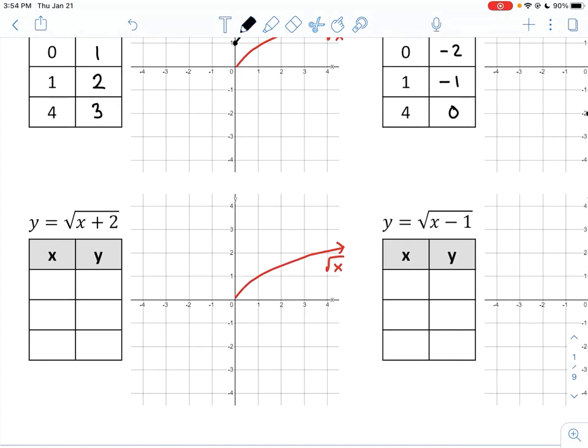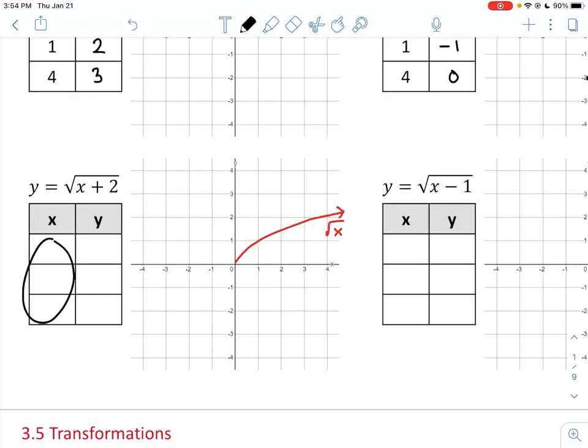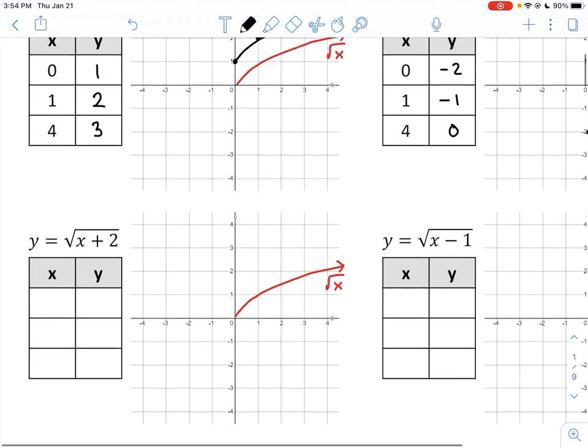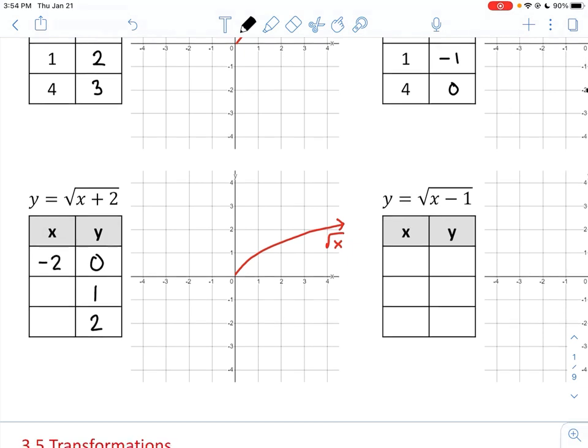Square root of x plus 2. Notice the plus 2 is inside the radical, unlike up here where it was outside the radical. That's significant. I also didn't fill in numbers over here. I want us to think through what numbers would be used in order to get convenient outputs. For example, if I want to get an output of 0, what x should I use? So I'm going to try to think backwards. What's going to produce these outputs? And the x you need to get an output of 0 is negative 2.